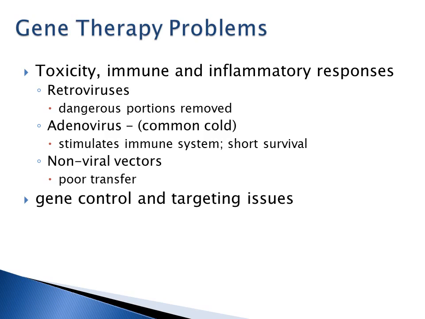Adenoviruses, which cause the common cold, are also used. Adenoviruses will stimulate the immune system, but they do have a short survival. Non-viral vectors are used. However, non-viral vectors thus far have had very poor transfer. There's also, like we said, targeting issues where you have to get your gene into the correct cell, and if it's not inserted into the correct cell, it's not going to work, as well as controlling the gene.